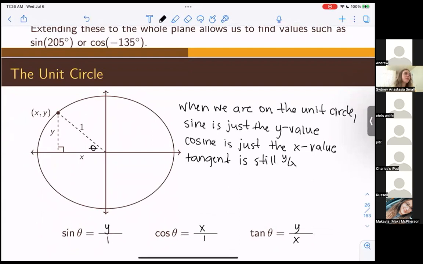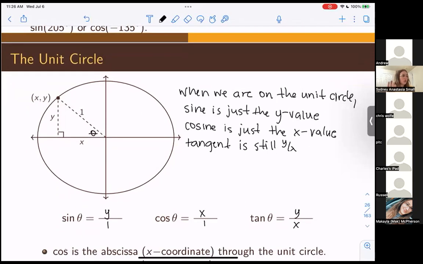And you can even think about that. If you remember from algebra, rise over run is slope, y over x is slope, tangent is a slope. It just gives us the slope of this guy here. That is all tangent is. It's a little bit of a confusing idea at first, but it may be helpful later on to start to build an intuition. But tangent doesn't change, but sine is just this, cosine is just this.